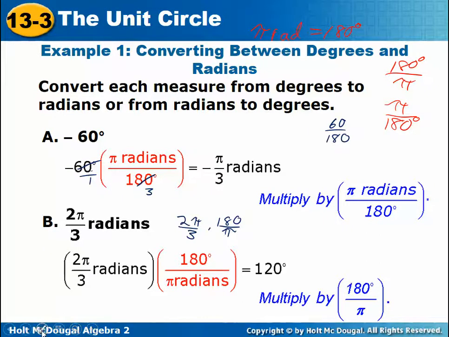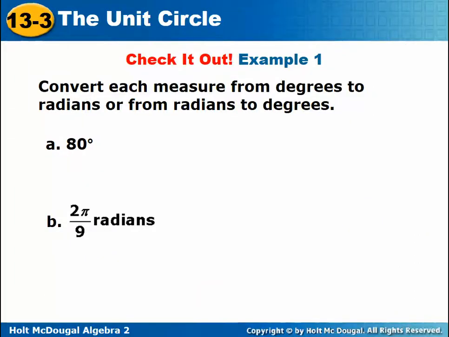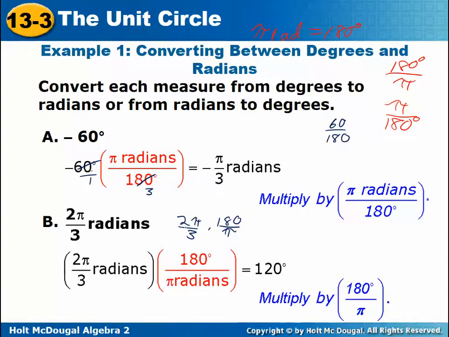Now when you multiply, the pi's will cancel. And you should end up with your answer in degrees. So we have 2 times 180 divided by 3. Or you can cancel first. You can say, well, 3 goes into 180 60 times, so 2 times 60 is 120 degrees.